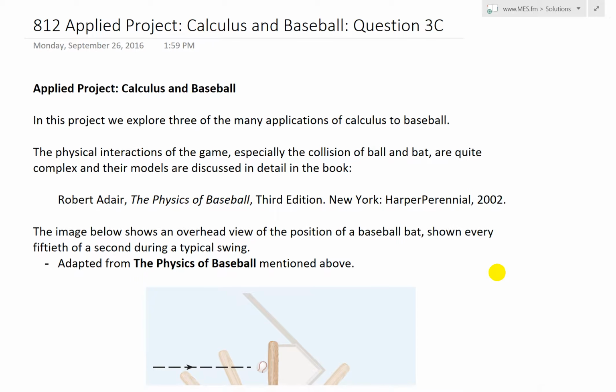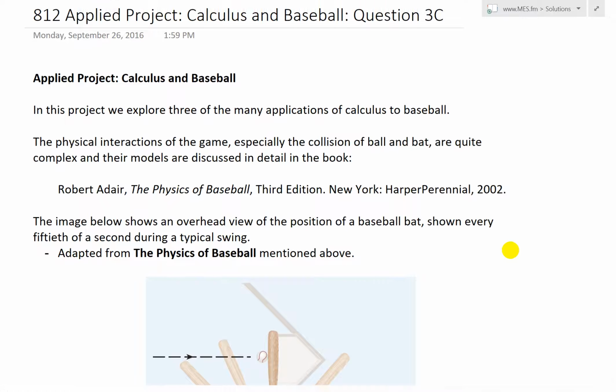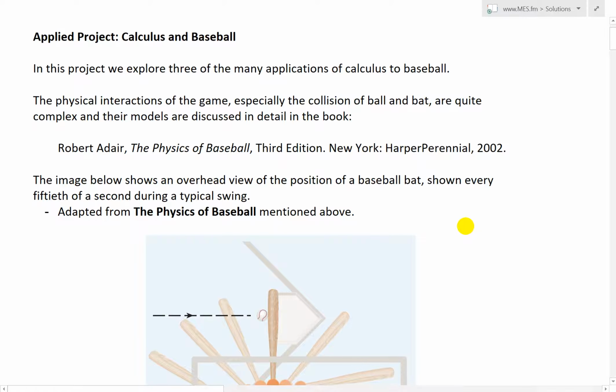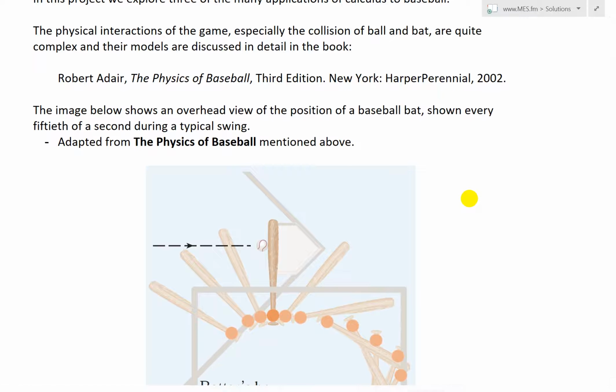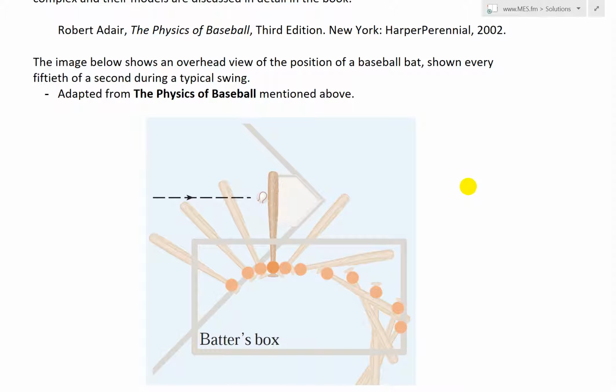Time to discuss further into the applied project, calculus and baseball, and now look at question 3, part C. In my earlier videos I went over questions 1, 2, 3 and parts A and B of question 3. Now I'm going to go over part C, but I'm not going to recap too much on this whole applied project, so make sure to watch my earlier videos on that.